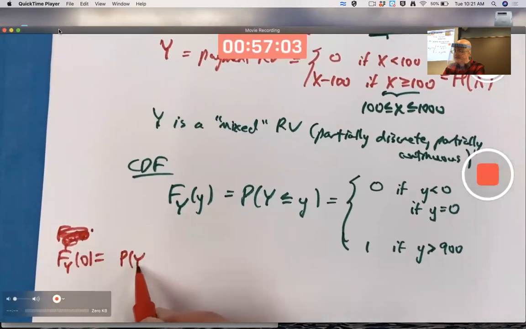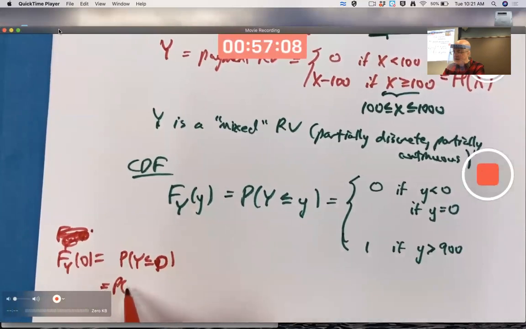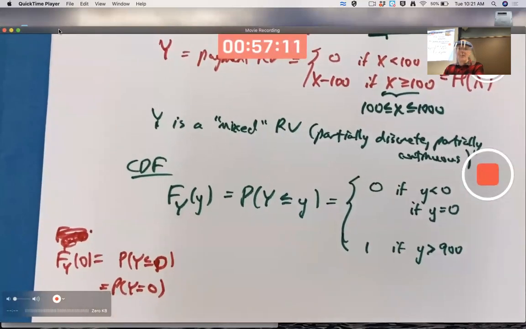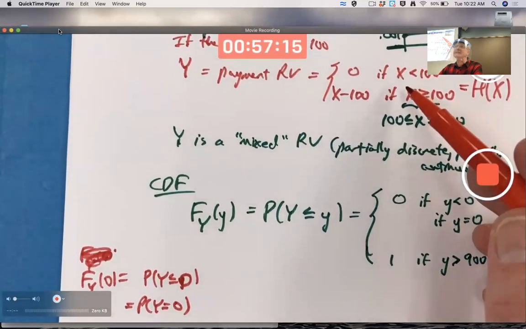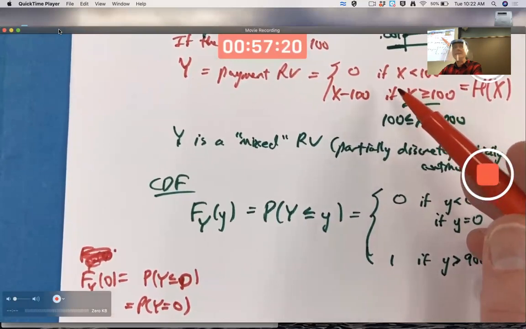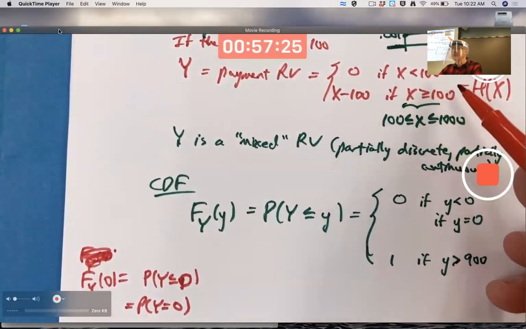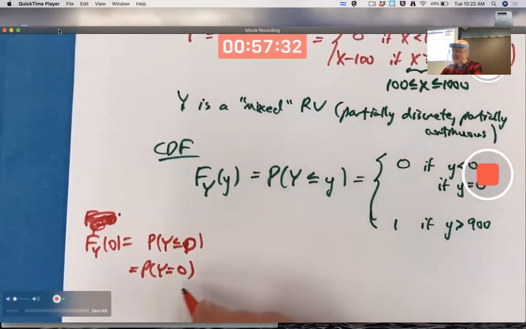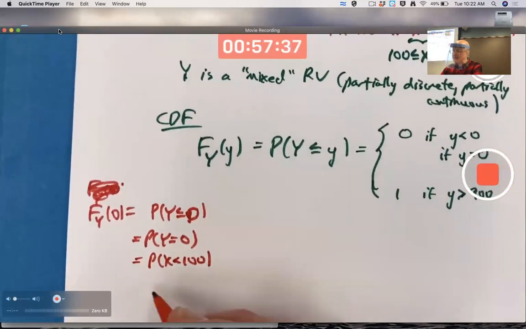The probability that y is less than or equal to zero turns out to equal the probability that y equals zero, which, because of how y is related to x, is the same as the probability that x is less than 100. Because y will be zero when x is less than 100, meaning when x is between zero and 100. It's the same as x being less than 100, which is not zero, but instead is 0.1.